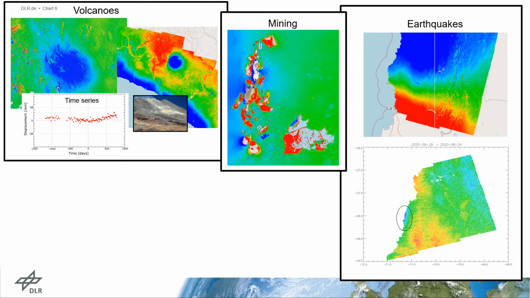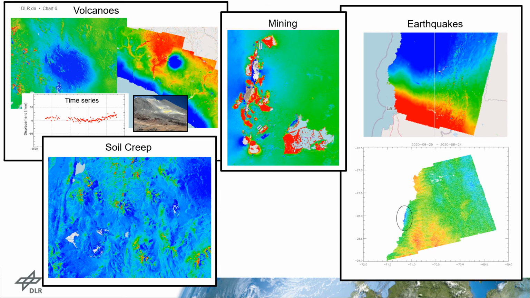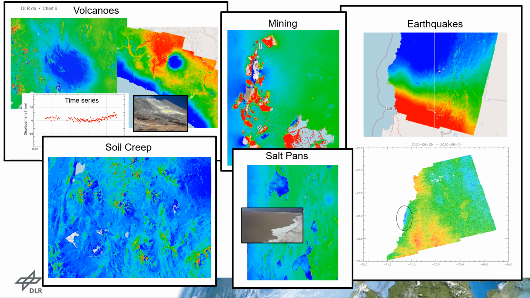We have mines. We have a signal which we interpret as a soil creep, possibly related to permafrost. It seems to have a dependency on thawing and freezing cycles, but also on precipitation. And also we have the typical uplift of salt pans.